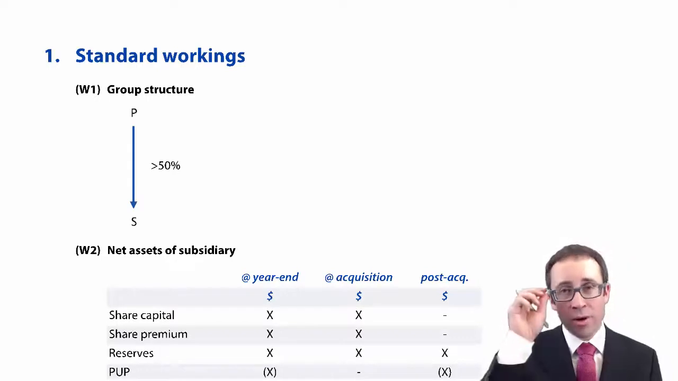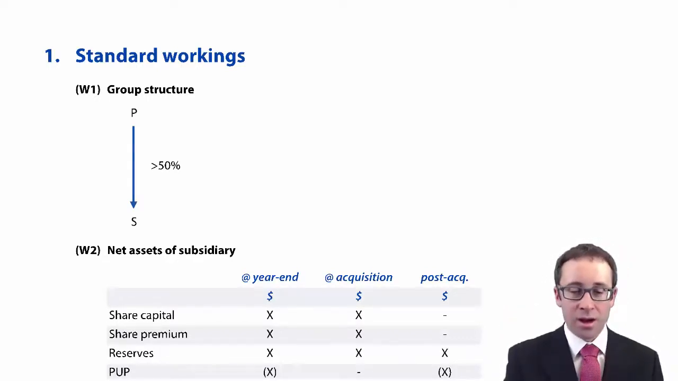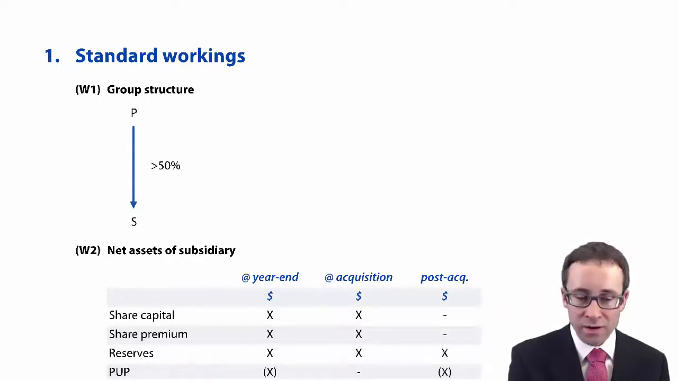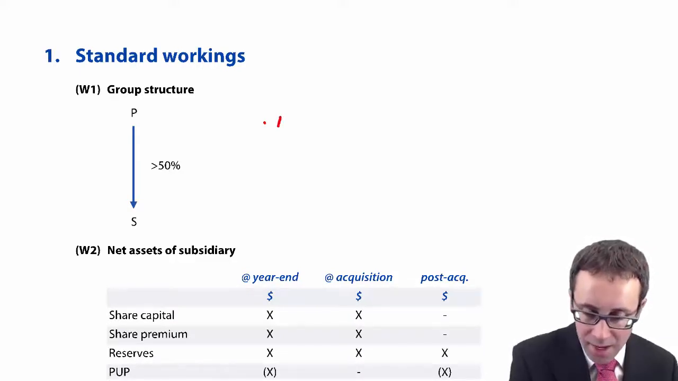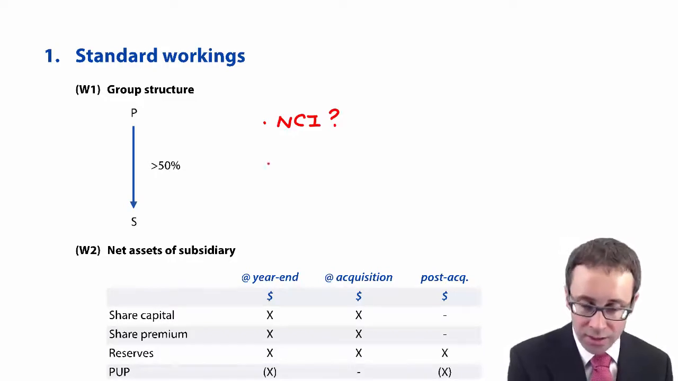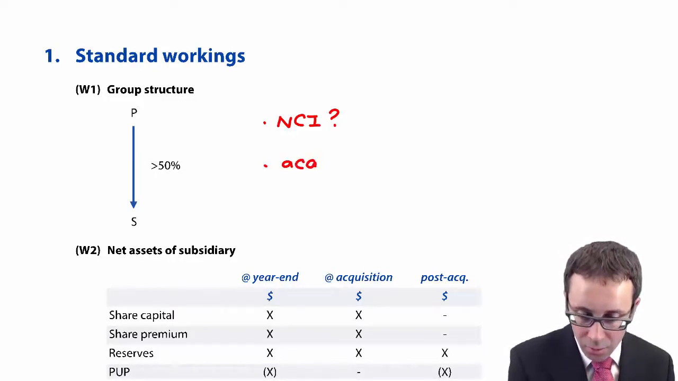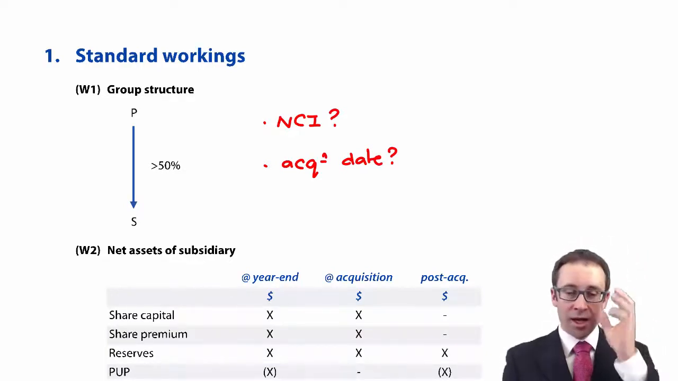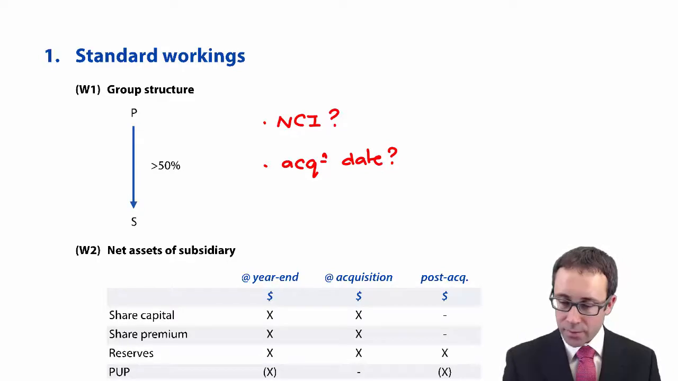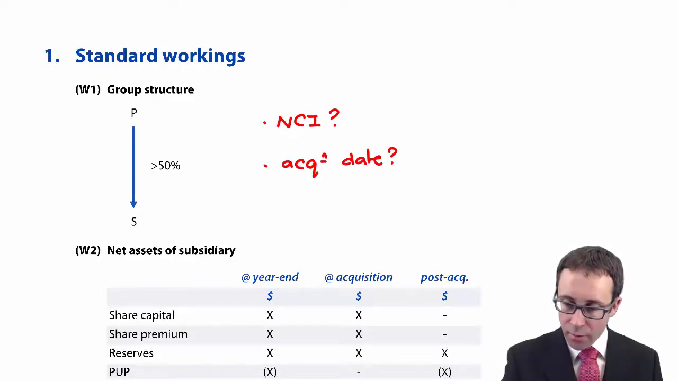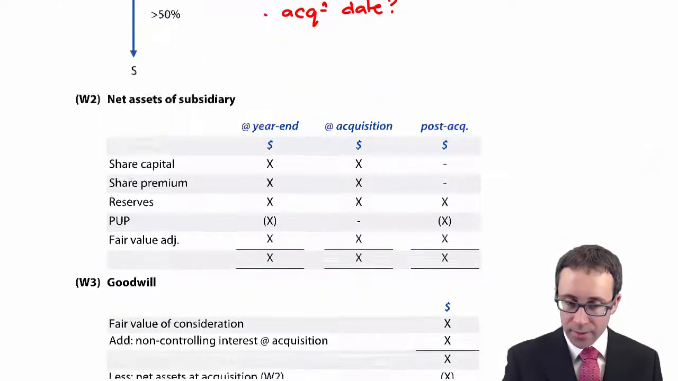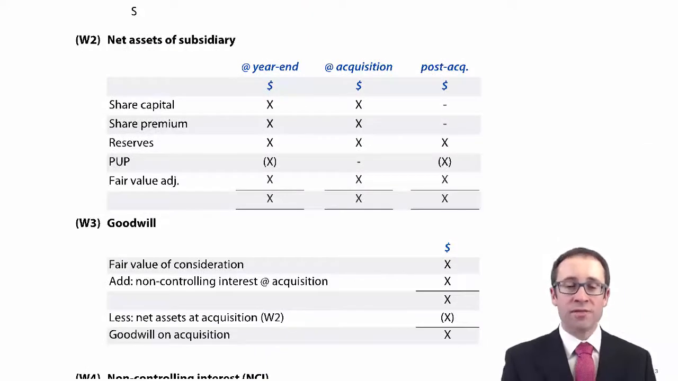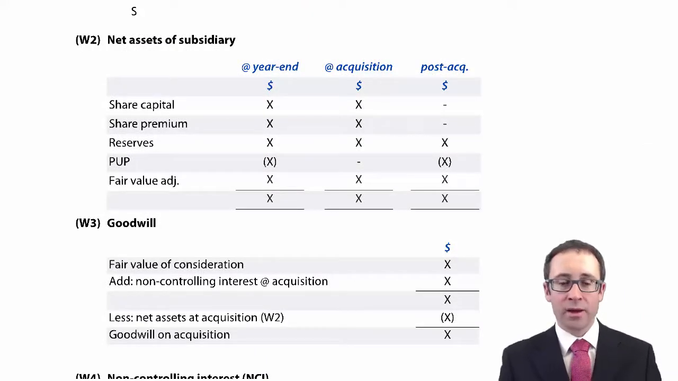All I'd note there is who's the parent, who's the subsidiary, and the fact that you own greater than 50%. It may be useful to also work out the non-controlling interest, and to work out the acquisition date, to understand when we acquired the sub. We're then going through and working number 2 is the net assets of the subsidiary, a vitally important working there.